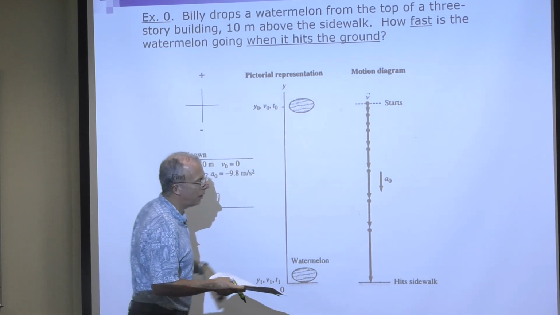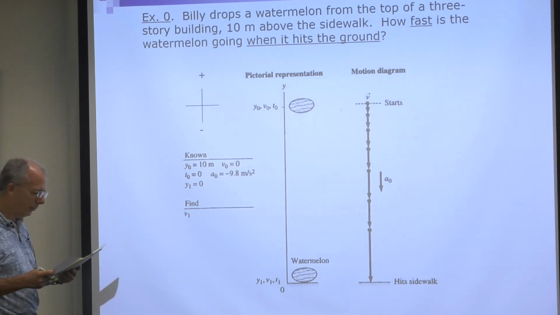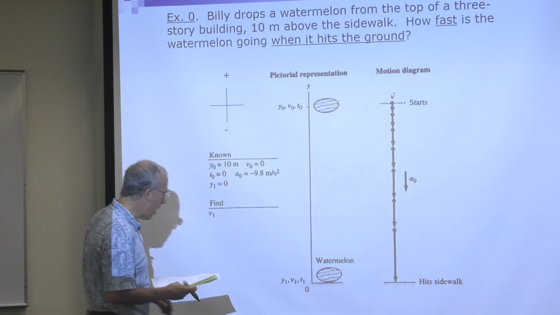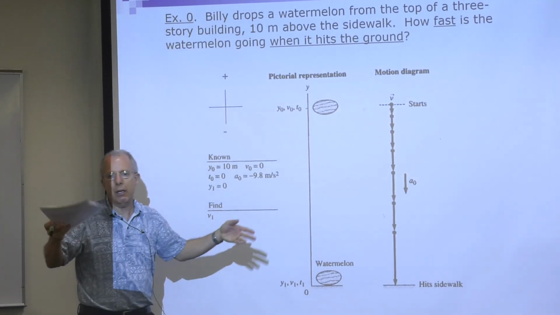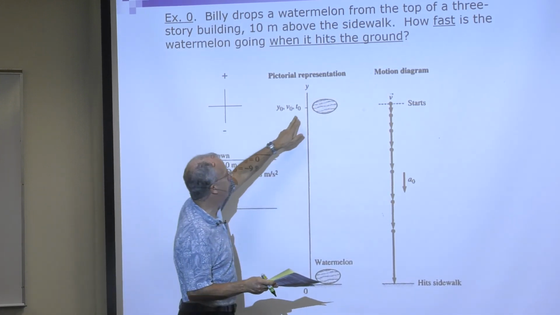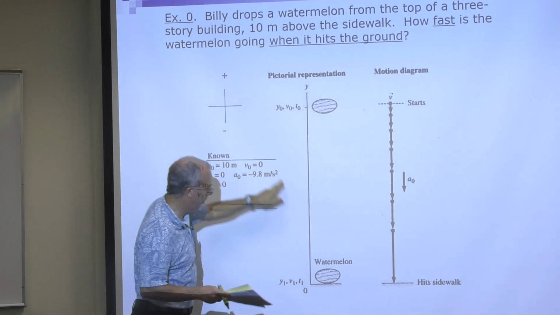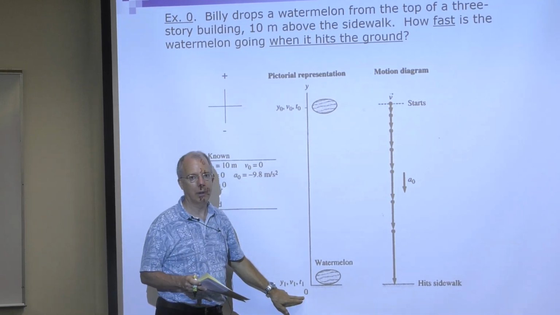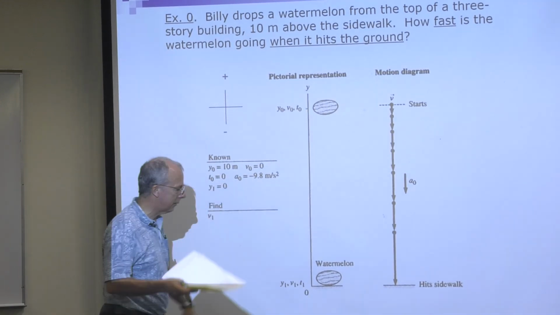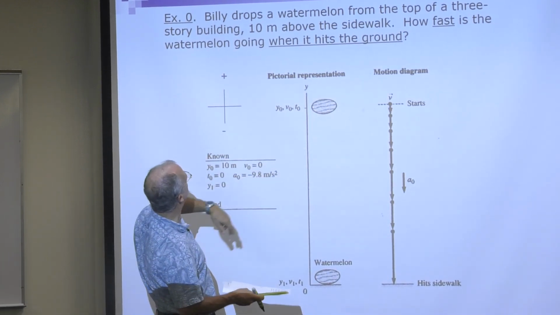So what do you want to call the origin? Whatever you want. I don't care. I called the origin here. Why? I don't know. Honestly, it doesn't matter. If this is going to be the origin, though, and you're using this coordinate system, this would be a negative position. I just don't like negatives. It's just me. So I'm going to call this the origin. Why not? If I call this the origin, then this is at 10 meters.